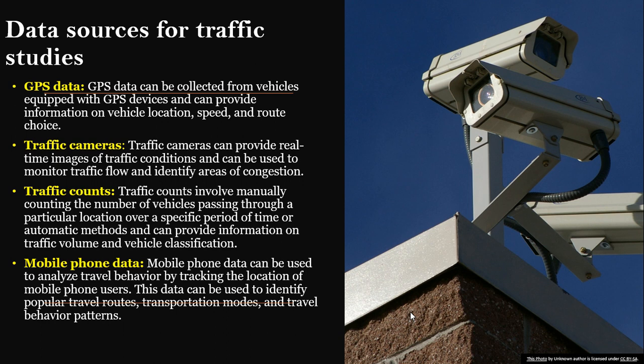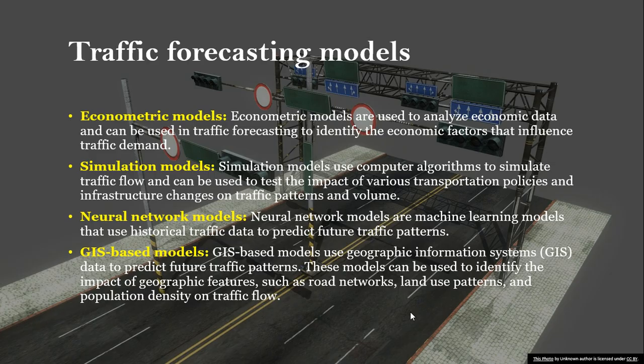Mobile phone data. Mobile phone data can be used to analyze traffic behavior. So here we can analyze traffic behavior by tracking the location of the mobile phone. This data can be used to identify popular travel routes, transportation modes, and travel behavior patterns.